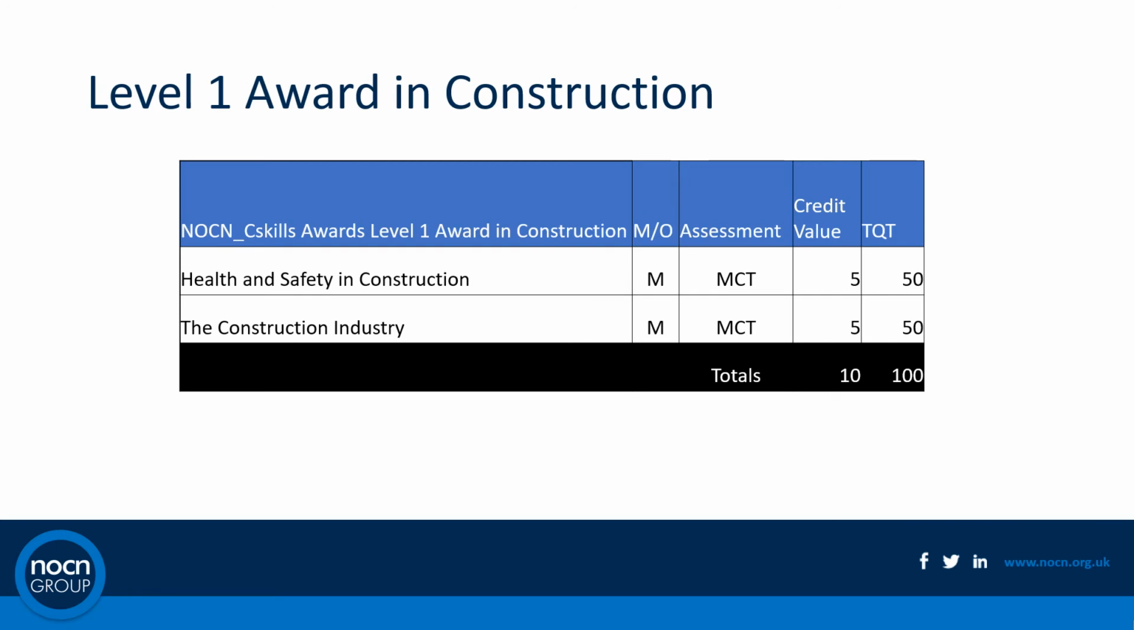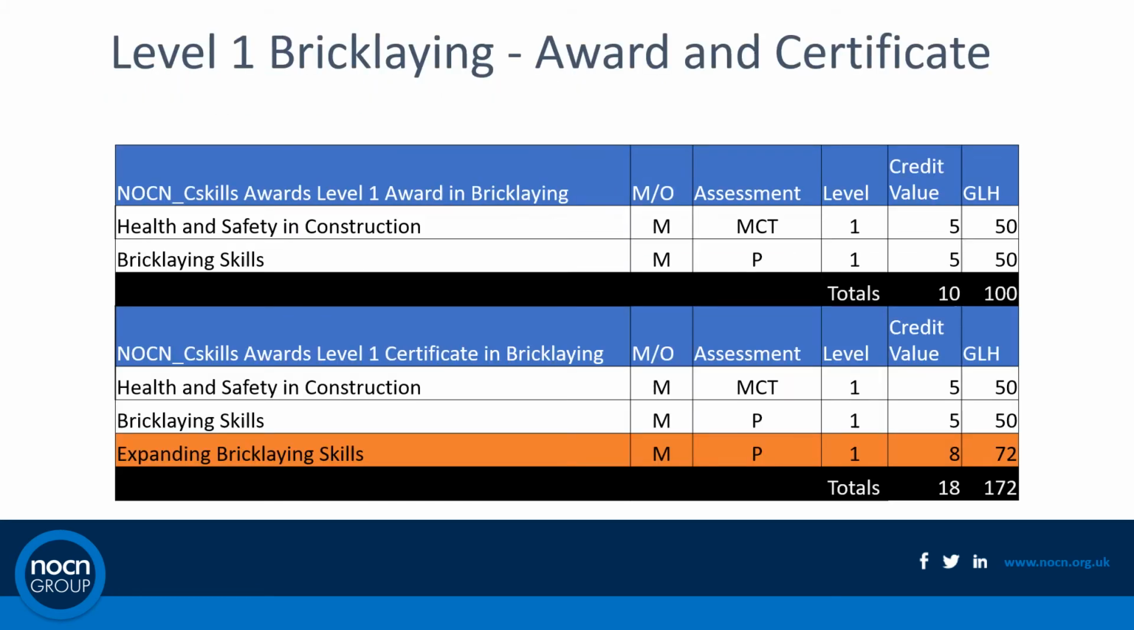So just looking at the level 1 award in construction, the knowledge qualification I've just mentioned, it's made up as follows. So again, health and safety in construction and the construction industry are the two mandatory units, both assessed by a multiple choice test with credit values of 5 and 50 TQT each. There will also be some learning resources such as a presentation which centres can use to help deliver the knowledge required to complete these units. More on that later.